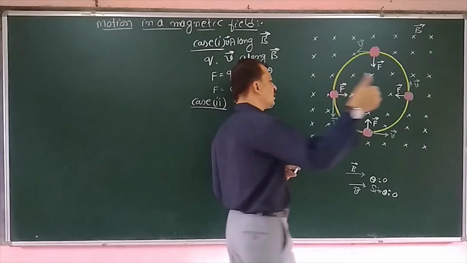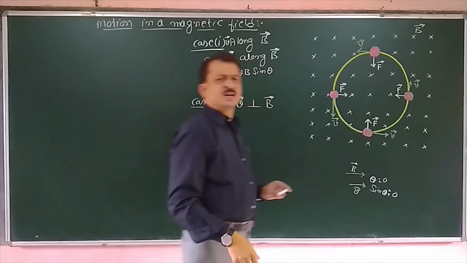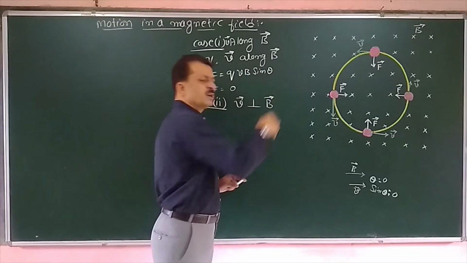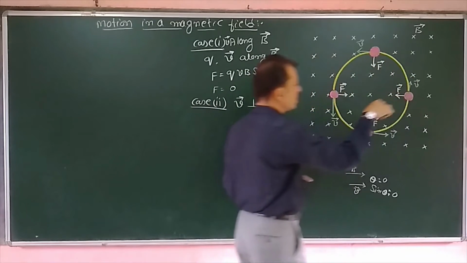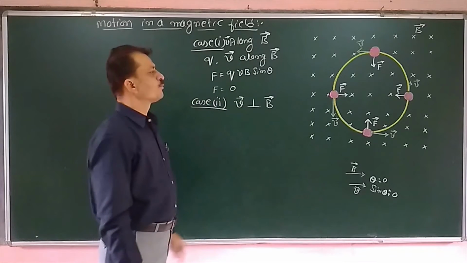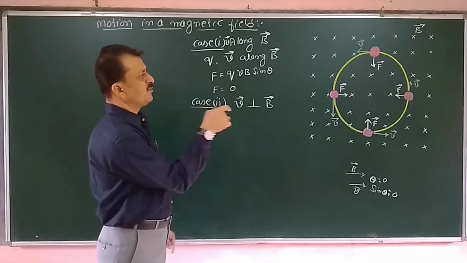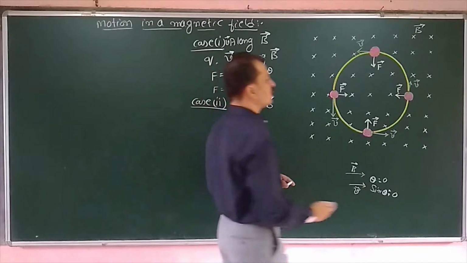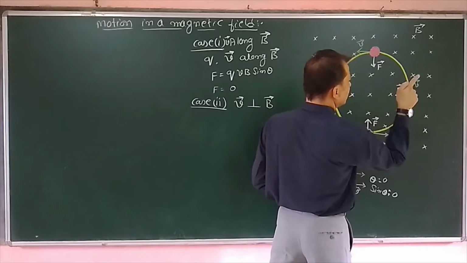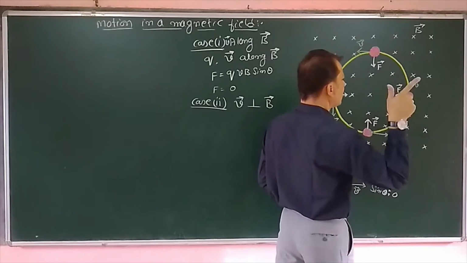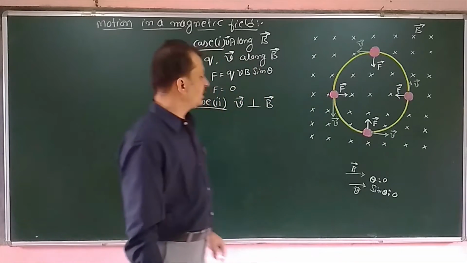The magnetic field is applied perpendicular to the board. Since it is entering into the plane of the board, it is denoted by a cross, into the plane. Now the velocity and the magnetic field are perpendicular. The velocity is in this direction, and the magnetic field is into the plane.